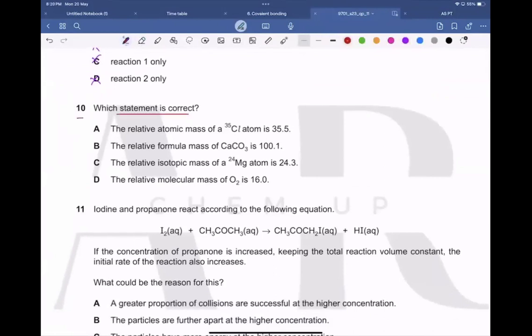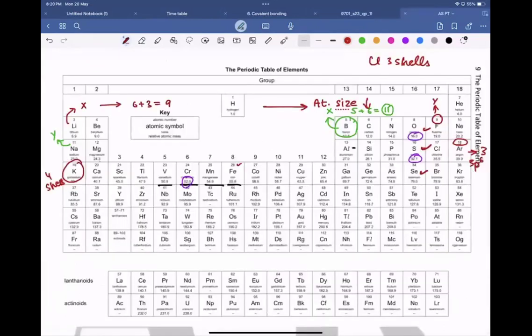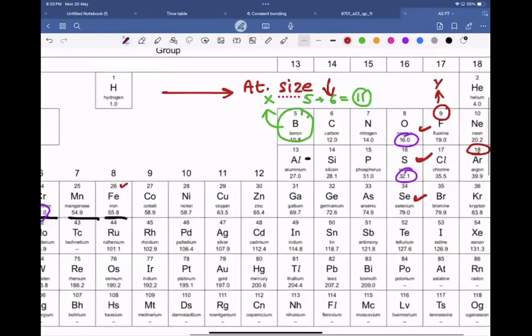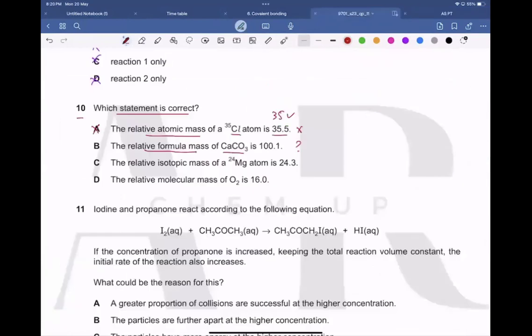Which statement is correct? The relative atomic mass of chlorine 35 is 35.5. Not correct, because it's chlorine 35, so its relative atomic mass is 35 only. The relative formula mass of calcium carbonate is 100.1. Okay, we will see. Is it 100.1? Let's have a look. Calcium is 40.1, oxygen is 16 and carbon is 12. So 40.1 plus 12 plus 48.